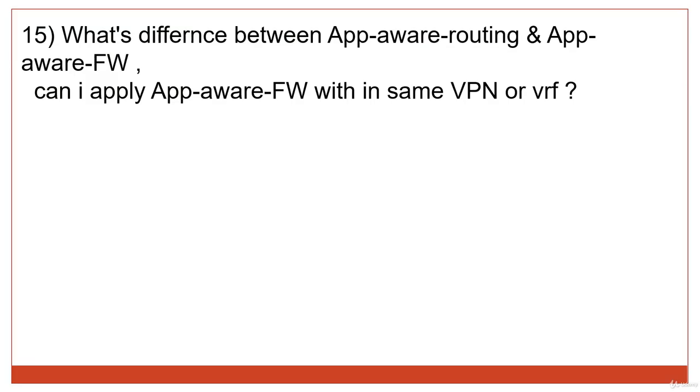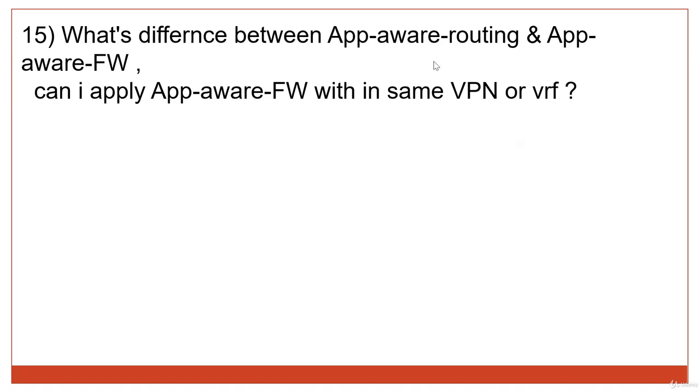Now we have a tricky question. Question number 15: What's the difference between application aware routing and firewall? Can I apply an app aware firewall within the same VPN or VRF? Now this question is very interesting.